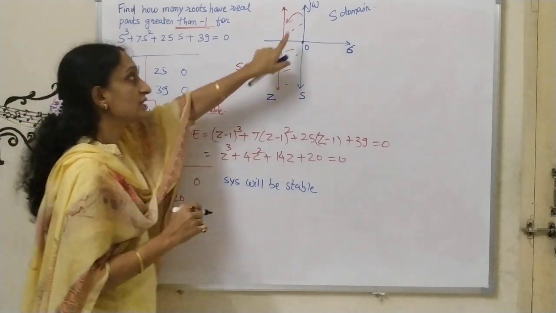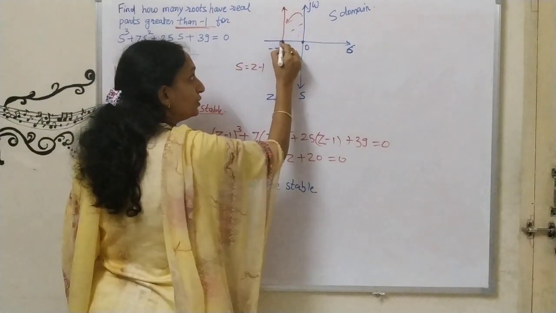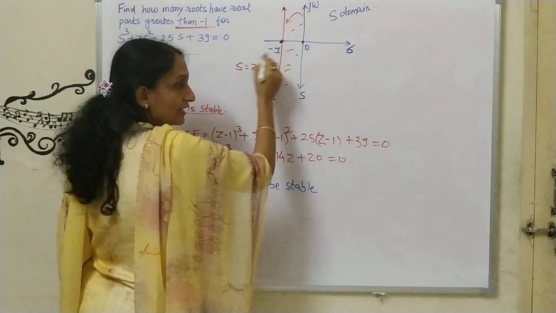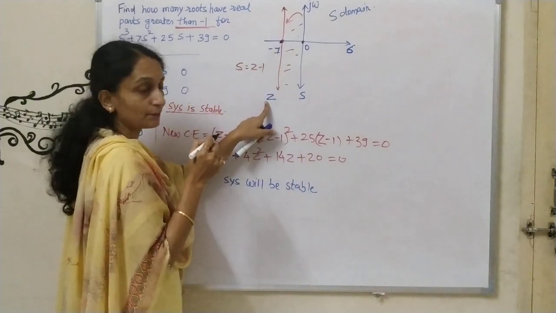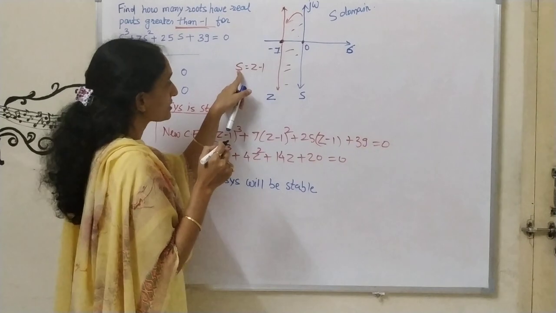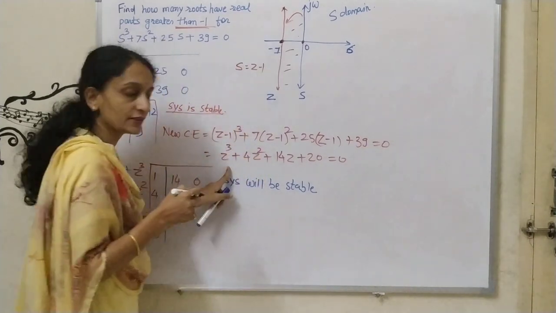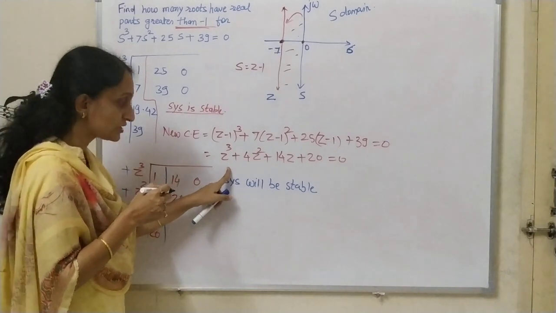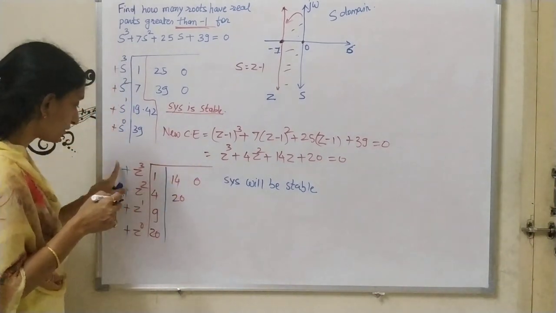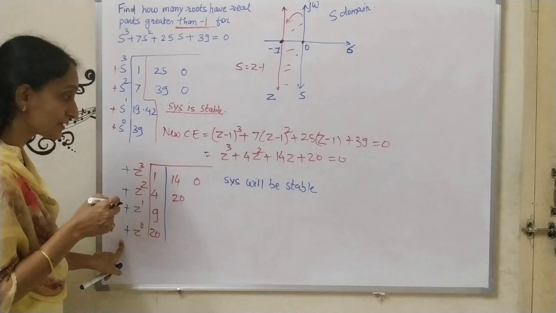But now this j omega axis is shifted to the new value. Okay, that is at -1. I have labeled that plane as z plane. I have substituted s is equal to z minus 1. Okay, I have recalculated the characteristic equation in terms of z. Okay, and again what I got here, I got all terms as positive.